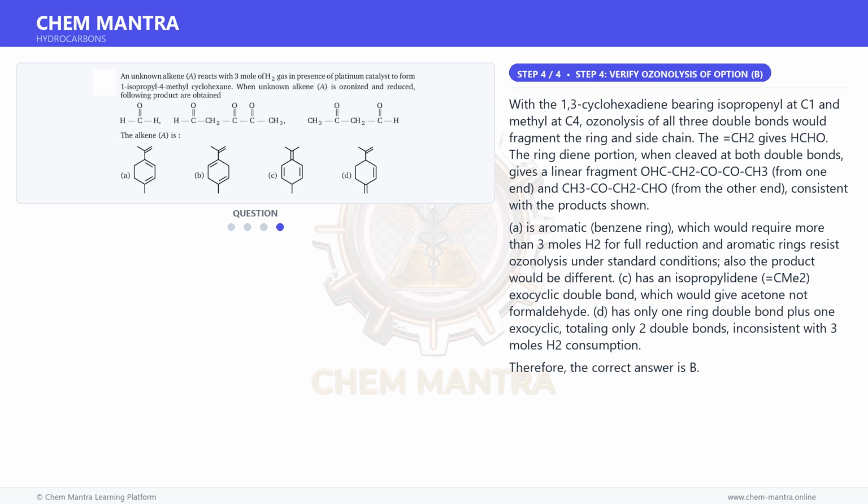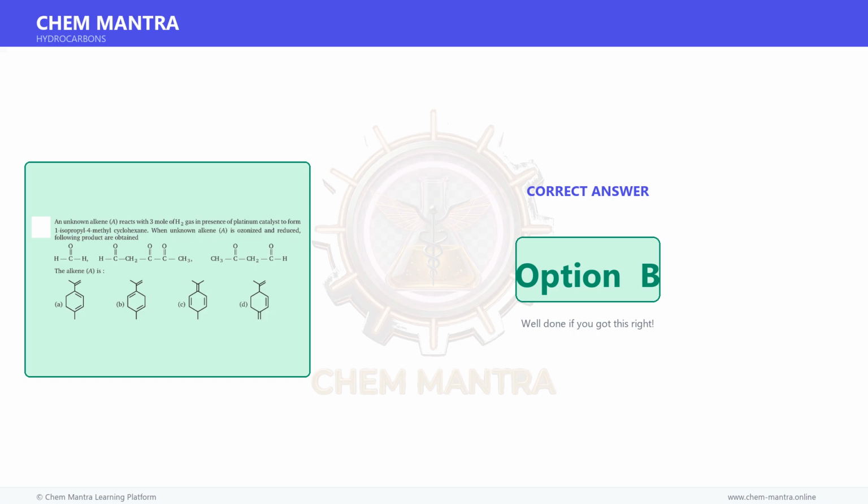A is not aromatic. A benzene ring would require more than 3 moles of H2 for full reduction, and aromatic rings resist ozonolysis under standard conditions; also the product would be different. C has an isopropylidene, =CMe2, exocyclic double bond, which would give acetone, not formaldehyde. D has only 1 ring double bond plus 1 exocyclic, totaling only 2 double bonds, inconsistent with 3 moles of H2 consumption. Therefore, the correct answer is option B.